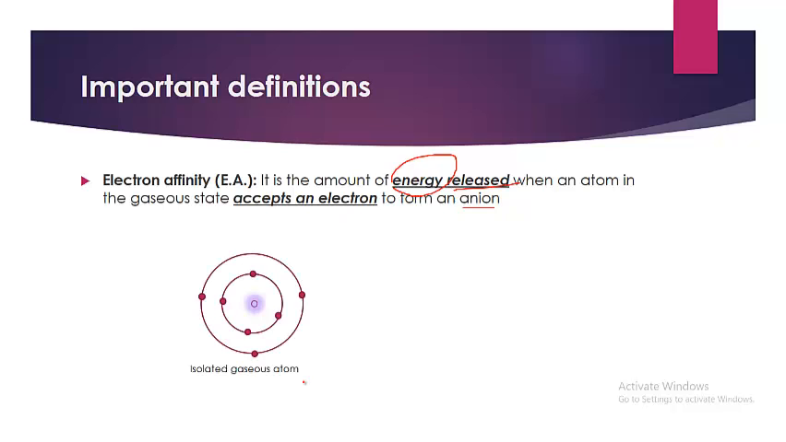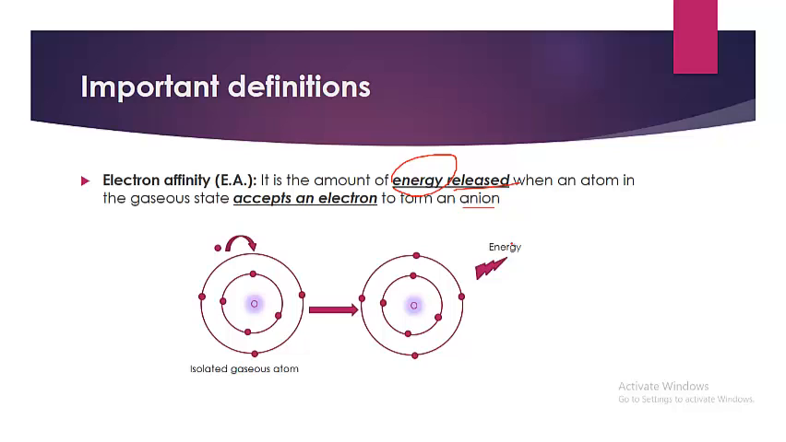Let's take an isolated gaseous atom again. Now one electron is added to the outermost electron shell, and this results in the release of some energy, and this energy is called electron affinity. As a result of it, the atom will form an anion, that is, a net negative charge will be formed on it.